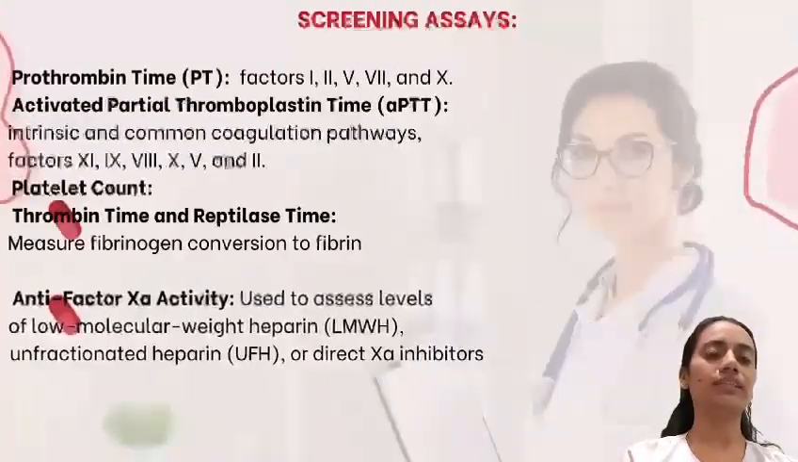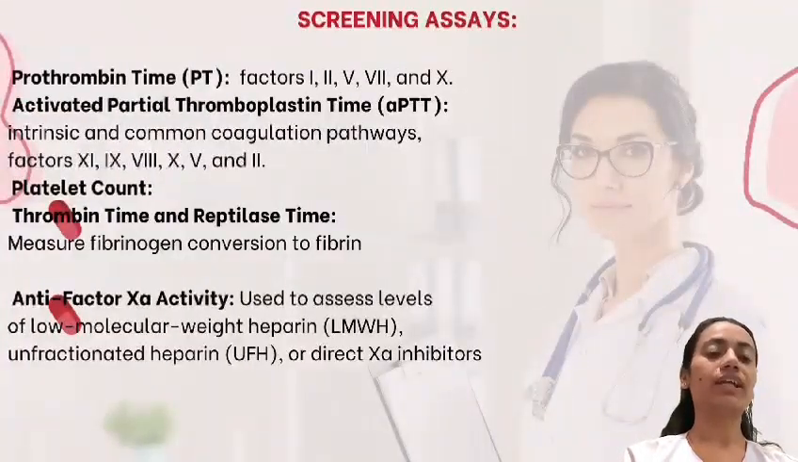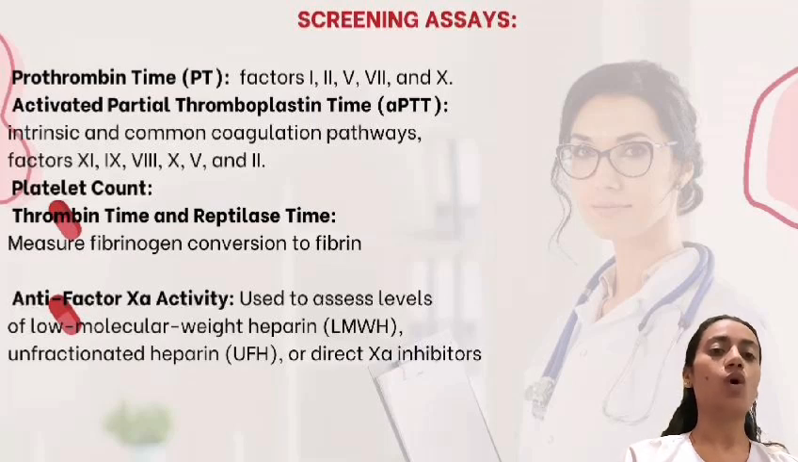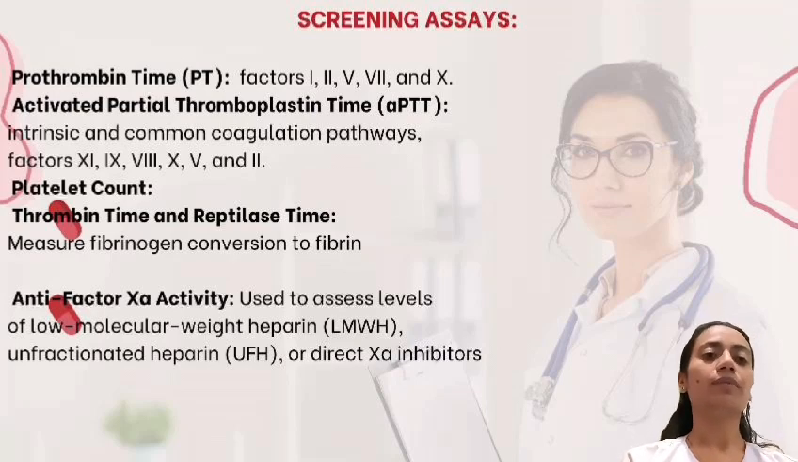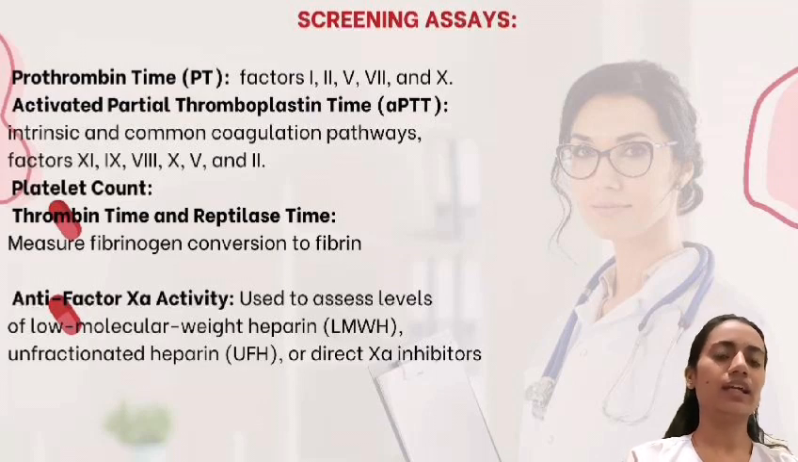Now the screening assays. Prothrombin time: factors 1, 2, 5, 7 and 10. Activated partial thromboplastin time: intrinsic and common coagulation pathways, factors 12, 11, 9, 8, 10, 5 and 2. Platelet count, thrombin time and reptilase time measure fibrinogen conversion to fibrin. Anti-factor 10A activity is used to assess levels of low molecular weight heparin, unfractionated heparin or direct 10A inhibitors.